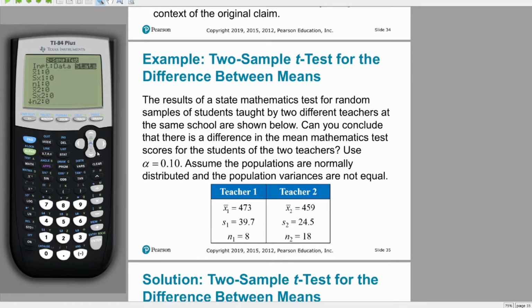But anyway, what we're going to do is put in our data, so 473 for x bar 1, 39.7 for s1, 8 for n1, and then 459, 24.5, and 18 for the second data set, where we are testing for any difference, and as a result, we're going to pick the not equals option. This is the easiest one to work with because there's a little bit of an arbitrary side to the other two, but I'll talk about that in a second. Anyway, here, because we're assuming the variances are not equal, we are going to select the non-pooled option, so no for that, and then we can calculate.